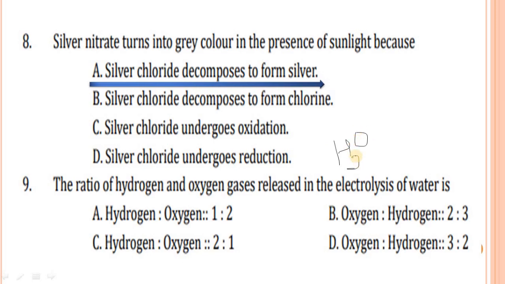So here, hydrogen 2 atoms are present and oxygen 1 atom will be present. So 2:1 is the ratio for the water molecule. Means hydrogen should be 2 and oxygen should be 1. If you see option C, it is given hydrogen and oxygen ratio will be 2:1. So C will be the right answer.